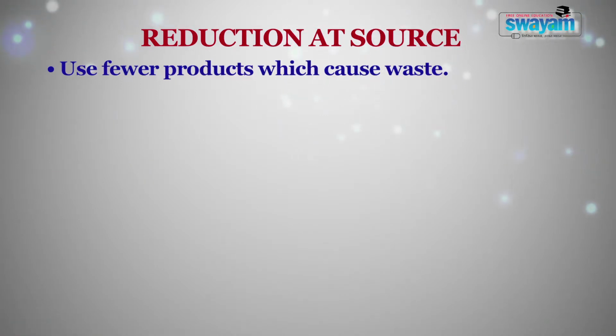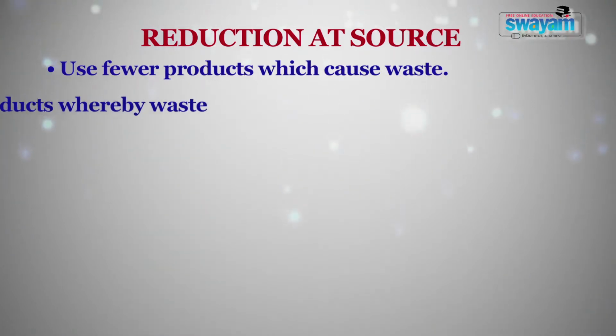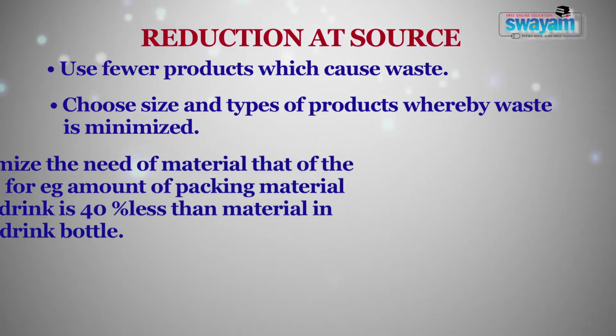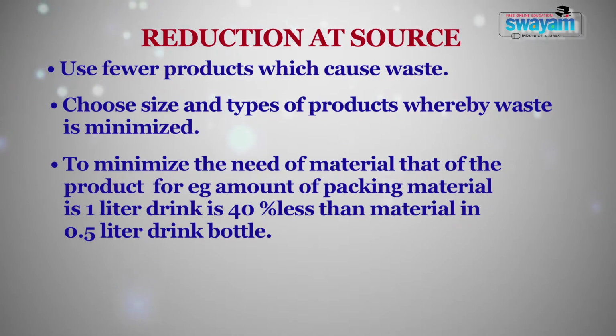The simplest ways of source reduction mainly involve using fewer products which cause waste, and choosing sizes and types of products whereby waste is minimized. This minimizes the material needed for the product. For example, the amount of packing material in a 1 liter drink bottle is 40% less than the material in a 0.5 liter drink bottle.